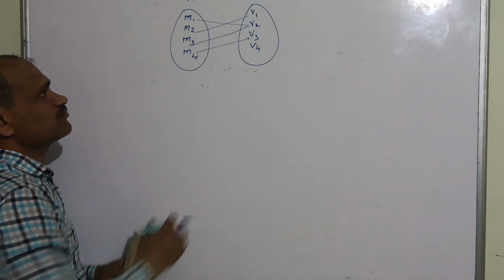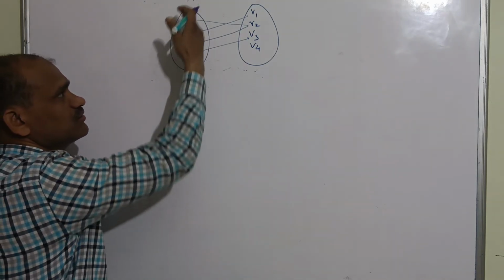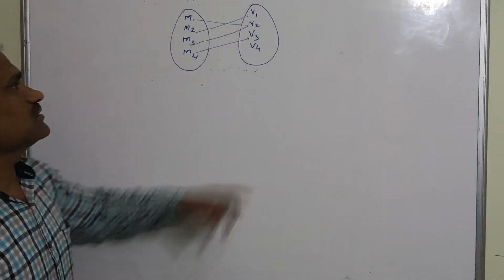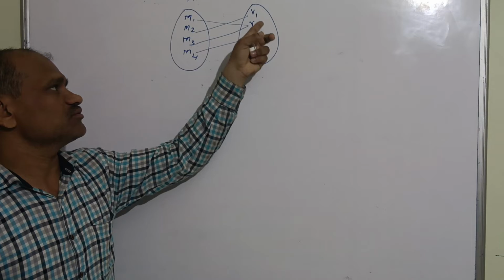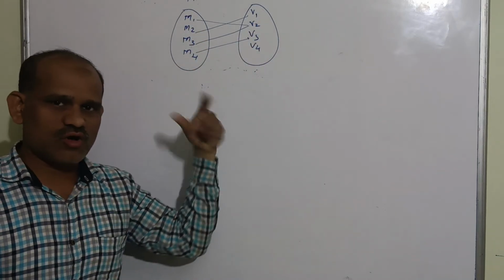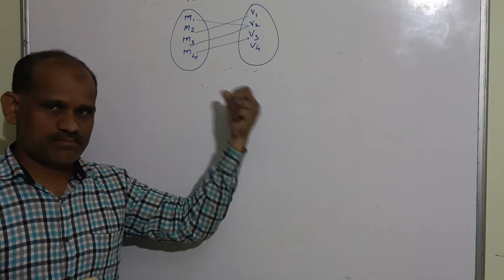So see here, every man has only one village, and the set of villages is V1, V2, V3 and V4, and M1, M2, M3 and M4 are all men.